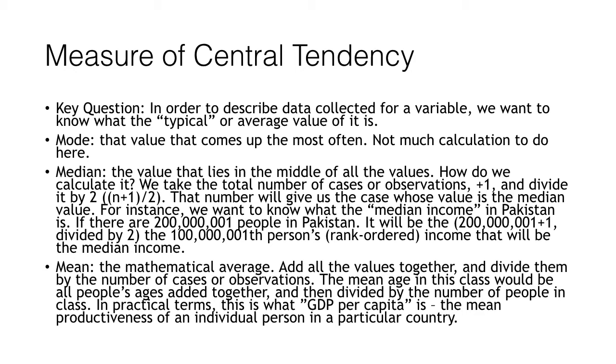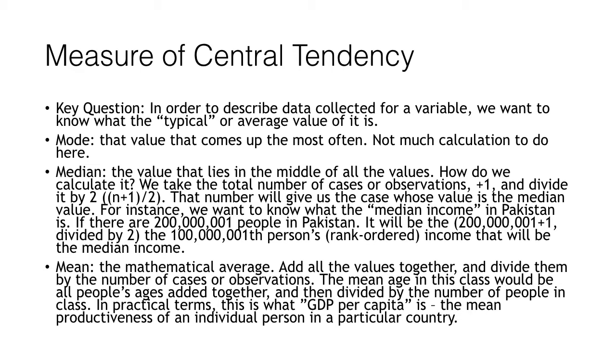For instance, we want to know what the median income in Pakistan is. So let's suppose we had the data, and let's presume that there are 200 million and one people in Pakistan. So the median person would be 200 million and 1 plus 1, that's 200 million and 2, divided by 2. That will give us 1 million and 1. So the 1 million and 1th person, if we rank ordered all people in Pakistan according to their income, the 1 million and 1th person's income would be the median income. I'm not sure what that is. I'm sure you can look it up.